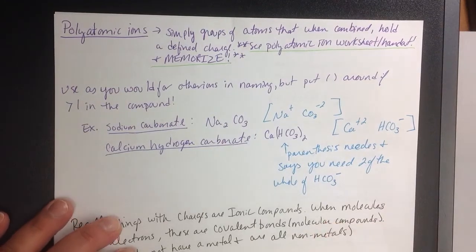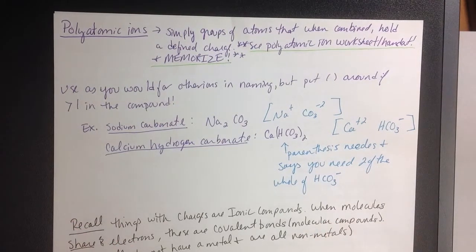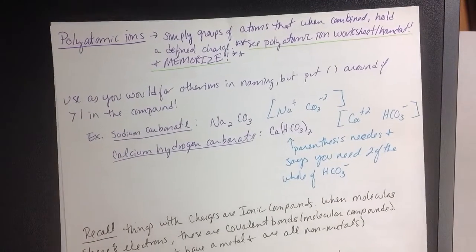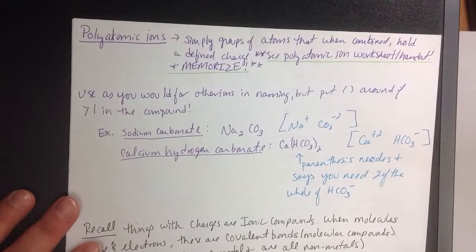So you can also put together ionic compounds using polyatomic ions. Polyatomic ions are groups of atoms that come together, and when they come together they hold a particular charge. There are groups with different charges. Some of them are interrelated, but you need to memorize these. I've provided that list for you with the notes, and you need to memorize these.